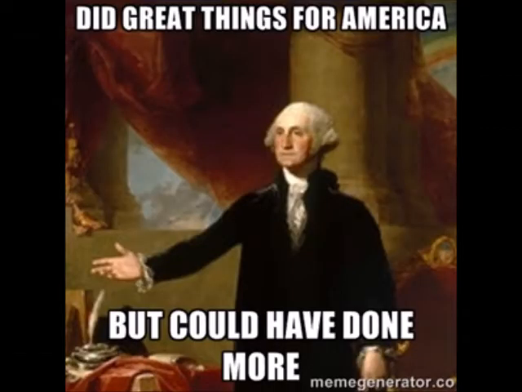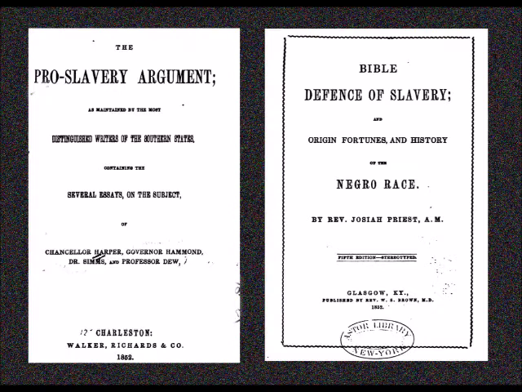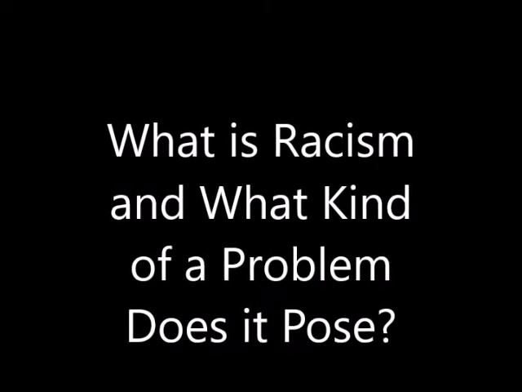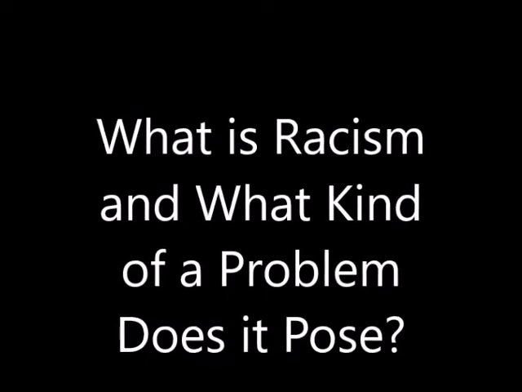I know I thought, when I was younger, that the reason people allowed slavery to exist must have been that they held wrong, racist views about black people. But the truth is, it's the other way around. People adopted wrong racist views because they wanted to own slaves. So let's start with the first question. Number one, what is racism and what kind of a problem does it pose?